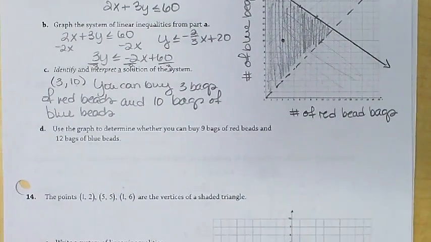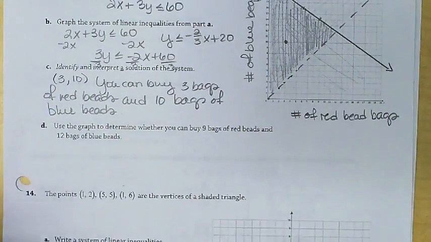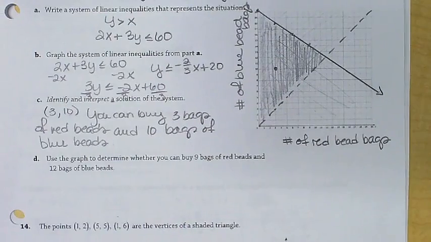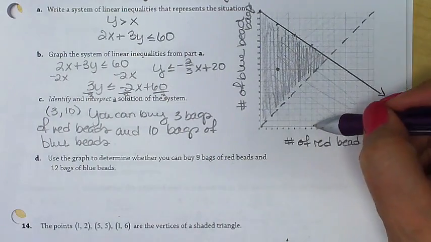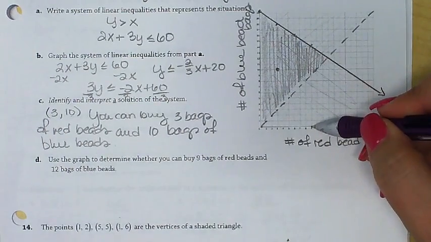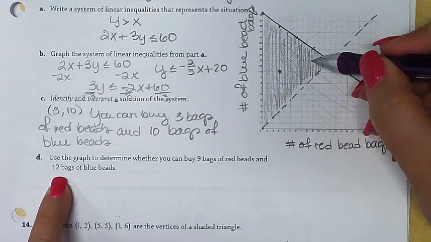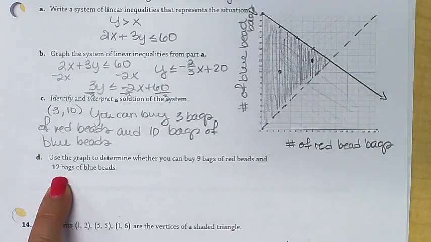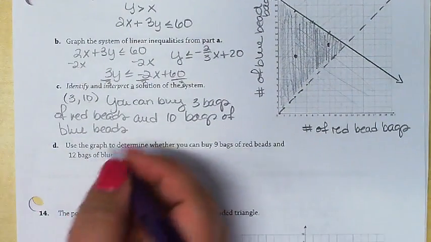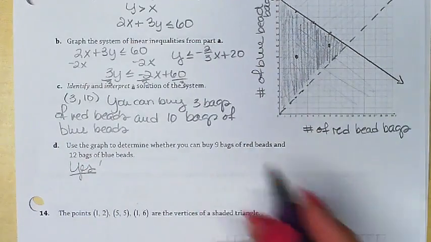So use the graph to determine whether you can buy 9 bags of red beads and 12 bags of blue. So all I have to do is find that ordered pair and see if it lands in my final solution region. So can we buy 9 bags of red? So let's go over to that. So here's 9 and 12 bags of blue. So if I go up to 12, that would be right here. This is where that point is. Is it in my solution set? Well, yeah, it is. Okay. So the answer is yes. Okay. It is in the overlapping shaded region.